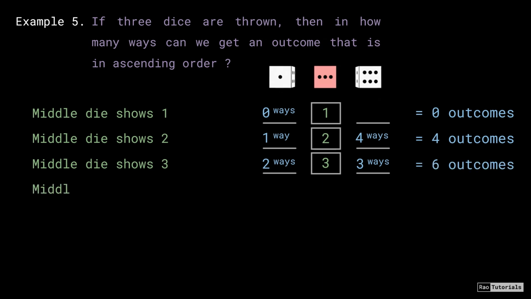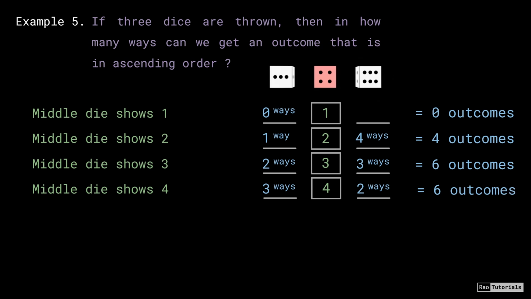Similarly, if the middle die shows 4, then the left die can show 1 or 2 or 3 in 3 ways, while the right die can show either 5 or 6 in 2 ways. So we have a total of 6 outcomes with middle die showing 4.